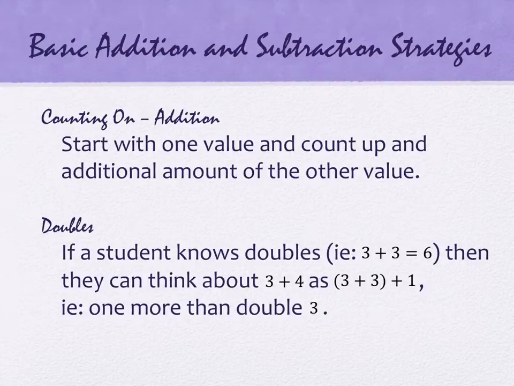If you are working with small children, these might be helpful to you as they're thinking about adding and subtracting. Counting on for addition is one of our basic addition strategies. It is the idea of starting with one value and counting up the additional amount to the other value. Kids will often use their fingers or tally marks. So for 5 plus 3, they say 5, and then 6, 7, 8. They've counted up from the number they started with. You usually start with the larger value.